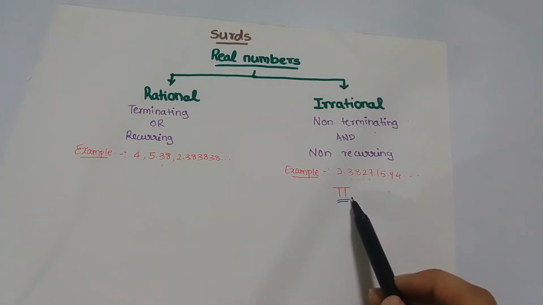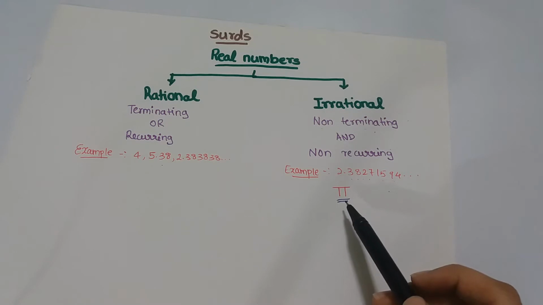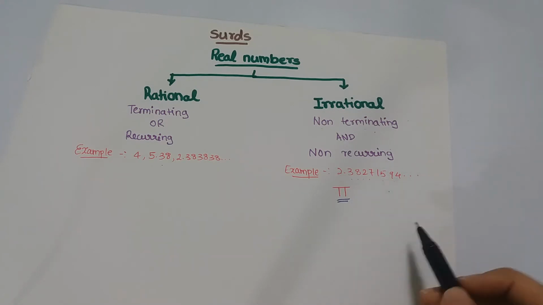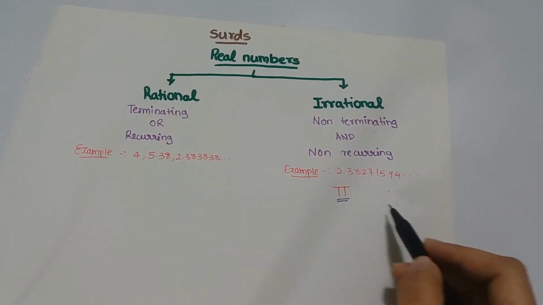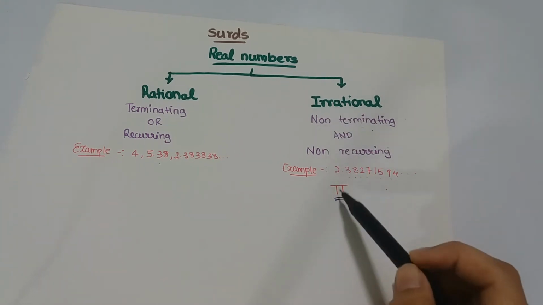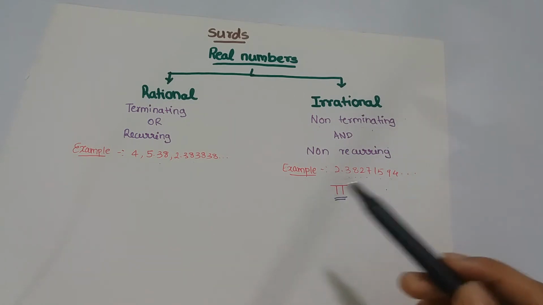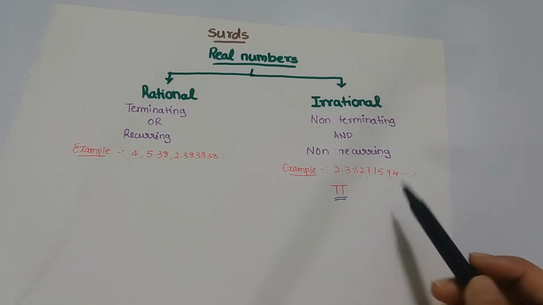And then there is the very famous pi. Pi also, as we know, is never ending. 22 upon 7 is just the estimated value of pi, but pi is an irrational number because it is never ending, non-terminating, and its digits do not repeat, so it is non-recurring.